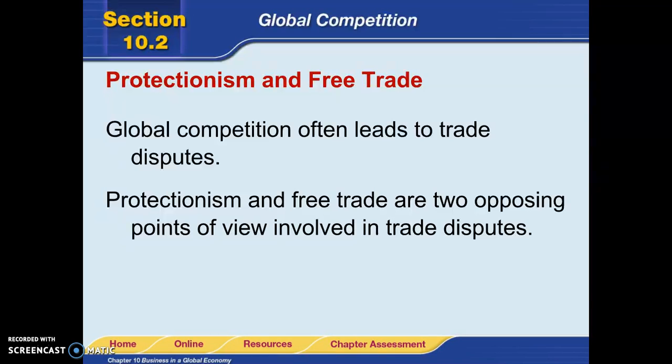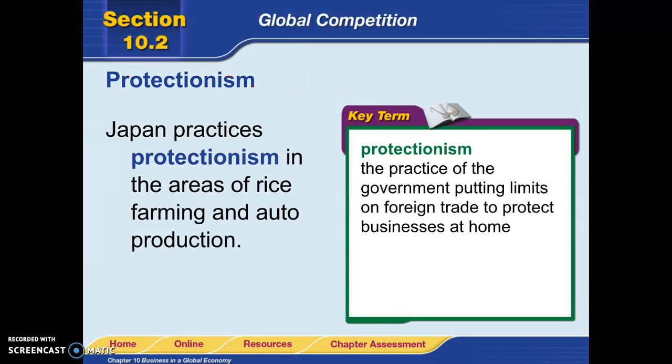We have the free trade agreement. We have NAFTA that was put in place by Bill Clinton. We also have embargoes and sanctions that might be put in order to monitor trade. So protectionism and free trade are two opposing points of view involved in trade disputes, and these things are working against each other on a daily basis.